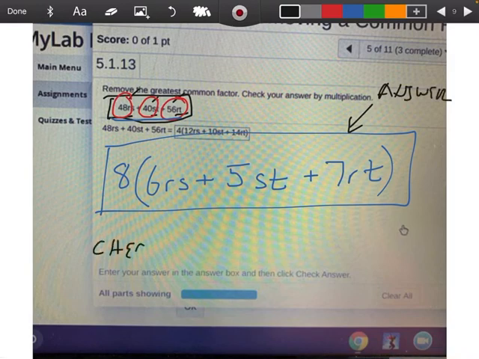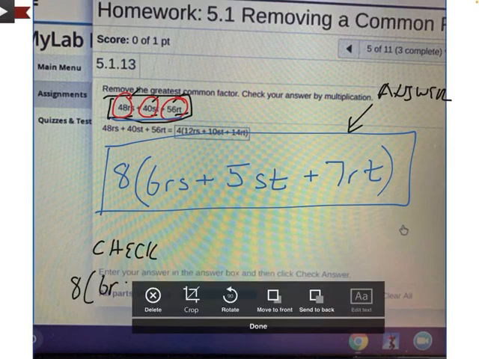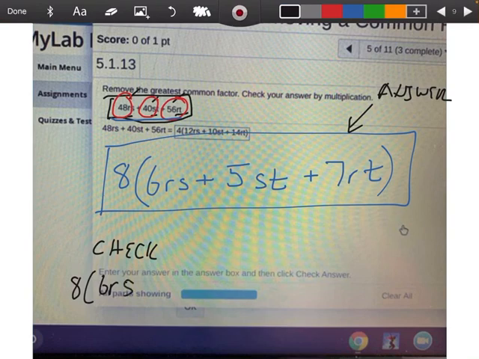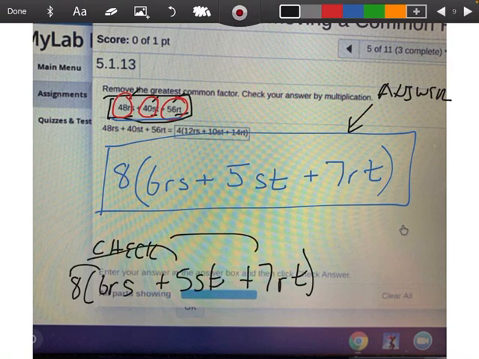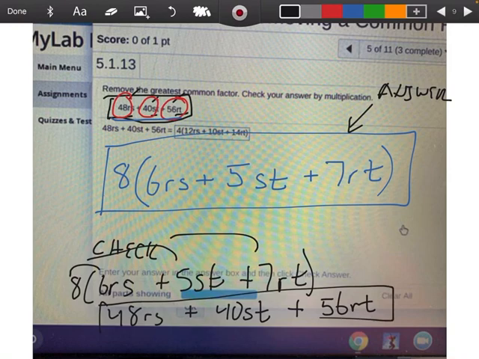Again, this is my answer, and if I was going to do my check, then all I'm going to do is write down what we ended up with: 6 R S plus 5 S T plus 7 R T. And I'm going to multiply it all the way across. So that's going to give me 48 R S plus 40 S T plus 56 R T, right? And that's exactly what we started off with. So it looks like we did that correctly.